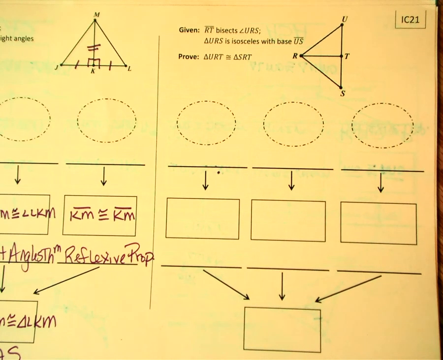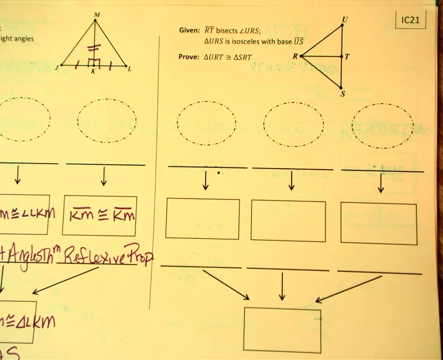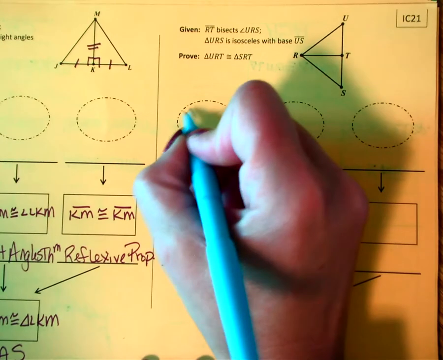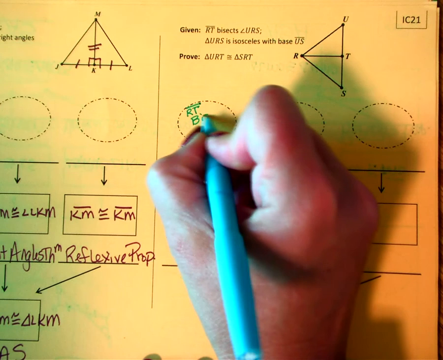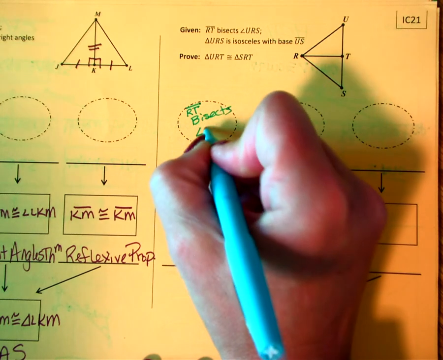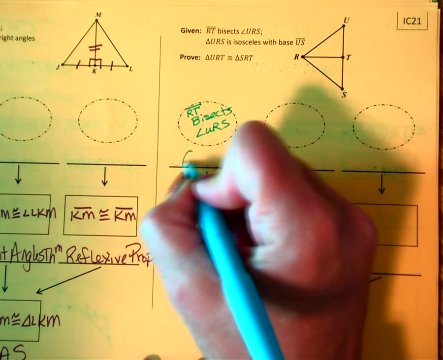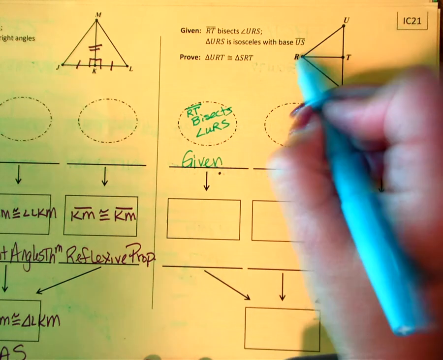Okay, so we're given that segment RT bisects angle URS, and that triangle URS is isosceles with a base at segment US, and we're asked to prove that triangle URT is congruent to triangle SRT. Okay, so if we start with the first one given to us, we are told RT bisects angle URS, which is given.